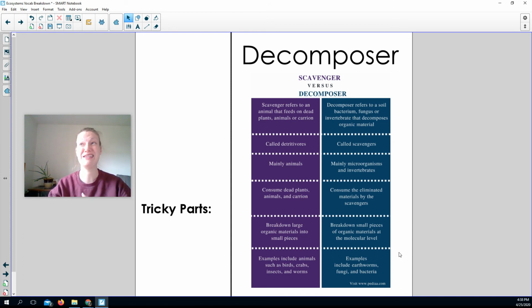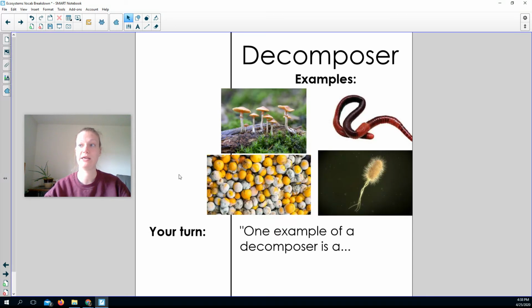We absolutely need decomposers. They're super necessary because without them, the next cycle of plants could not start growing to start the food web all over again. We'll talk a little bit about that next week as well. It is your turn. One example of a decomposer is, all right, go for it.